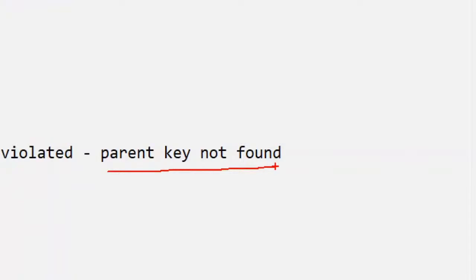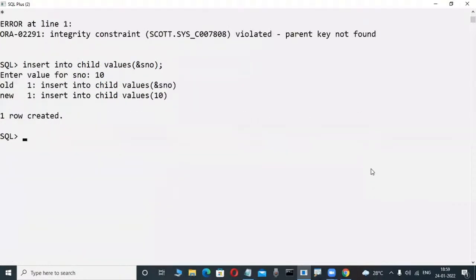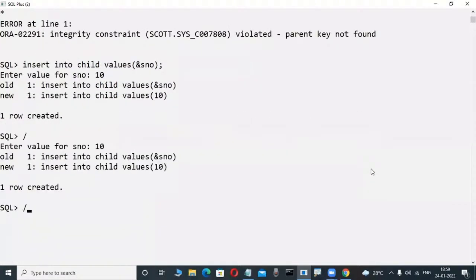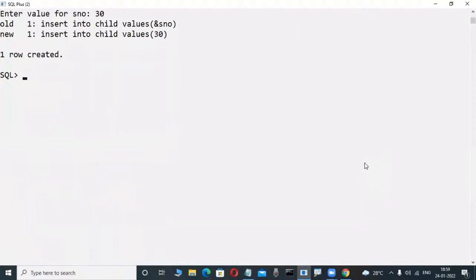Your 90 is not there in the master table. And now here, suppose I try to insert some values. Again 10, is a duplicate possible? Possible. After 10 I'm inserting again 10, possible. Again 20 possible, again 30 possible. Like this, duplicate data is possible in the child table.